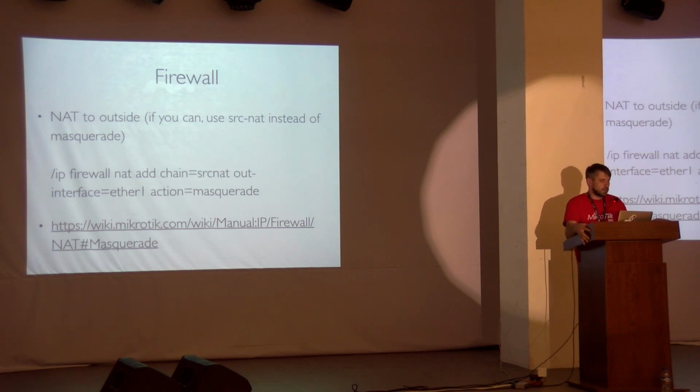Then the next point of a firewall is NAT. As all previous rules were in the IP firewall filter, filter is used to filter packets, and NAT is used to make network address translation for the packets. And there are two types of NATs. One is source NAT, when you are changing the source address and source port of your packet. Another one is destination NAT, when you are changing the destination address and destination port of your packet.